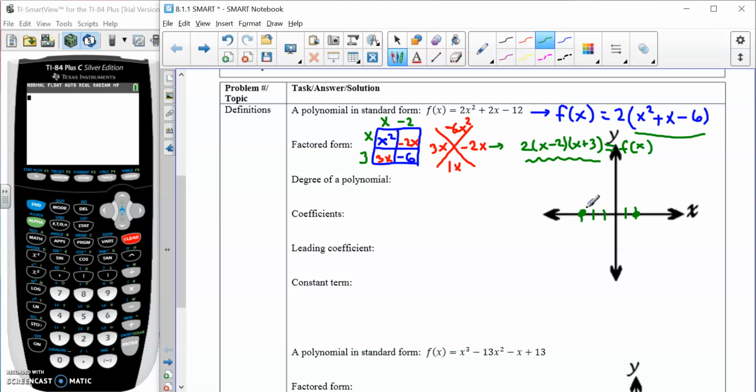Of course, your y-intercept is going to be actually at negative 12, so this graph is going to be pretty long, but we're just going to go ahead and make a little sketch here. This is going to be a little rough.